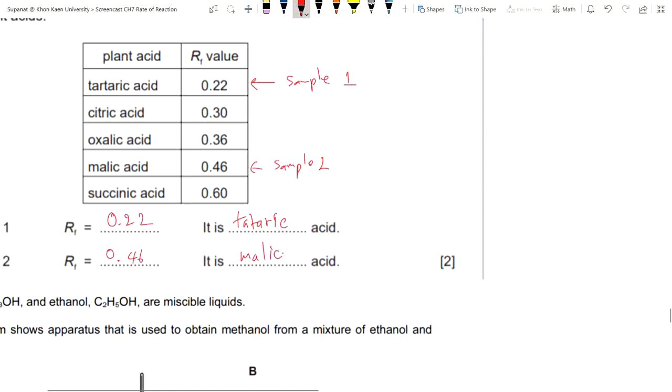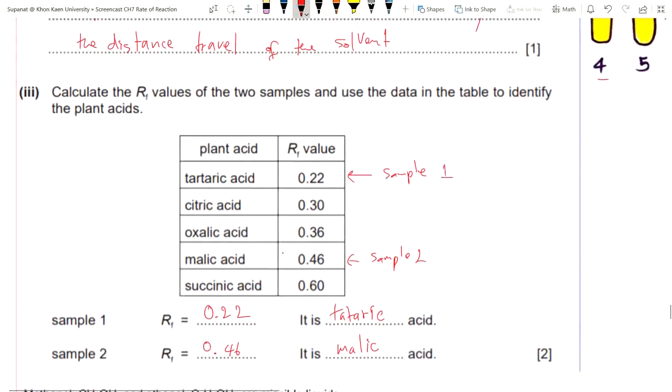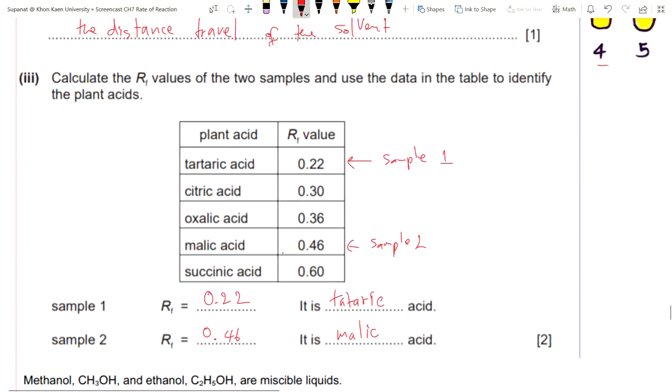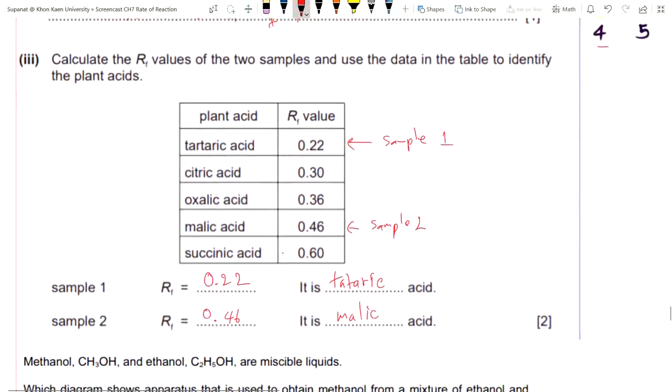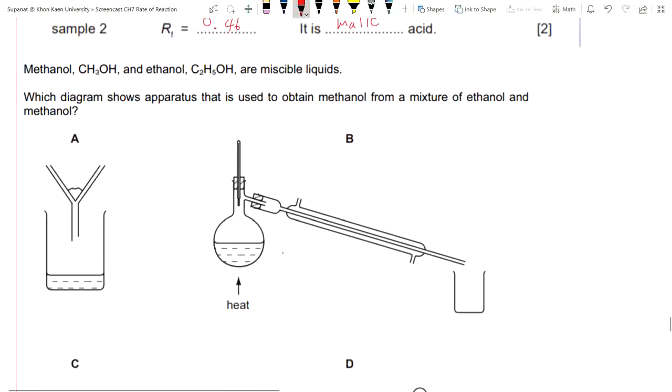Okay, this is how we use the RF value to find the unknown components, compared with the database table of the RF values of known substances. Okay, let's do the next question.